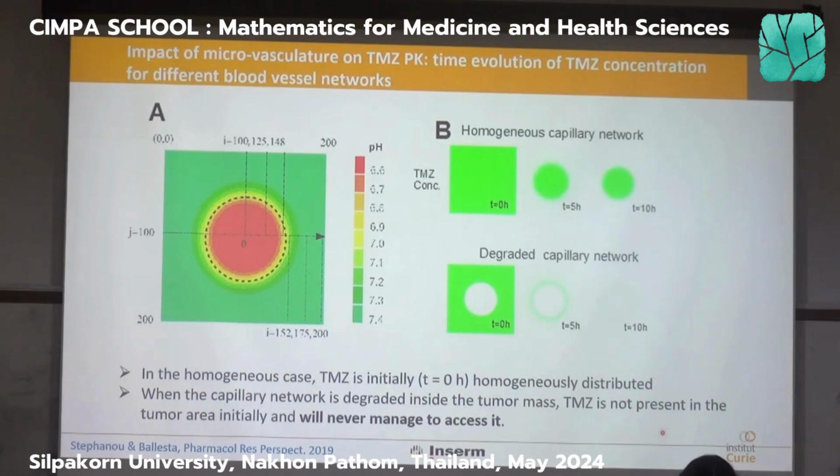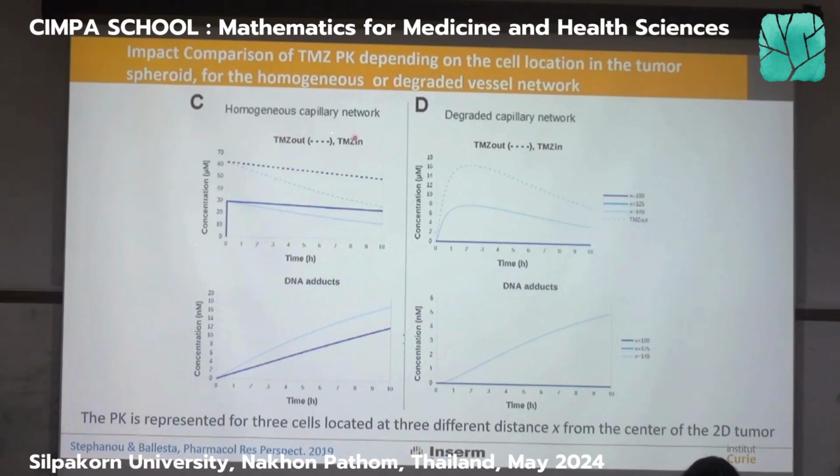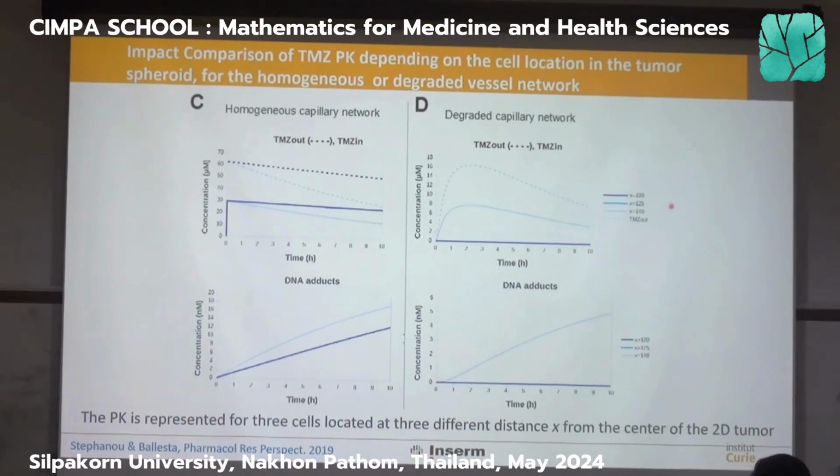And if you actually draw the different quantities of the model for 3 cells, let's say I have 3 cells, so here at the center, then intermediate, then border. And then if I draw the different concentrations, so there will be temozolomide outside the cells and inside the cells for the different cells. So actually the middle blue and the dark blue are actually superimposed. This is why you don't see them.